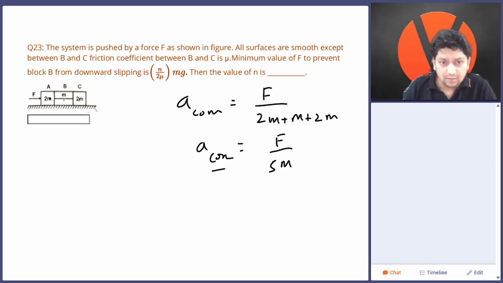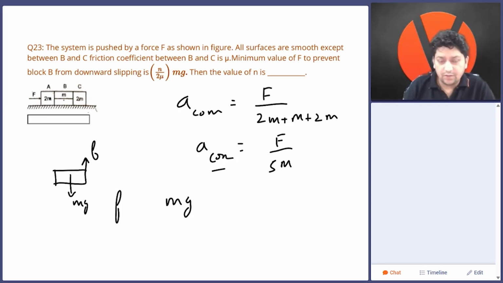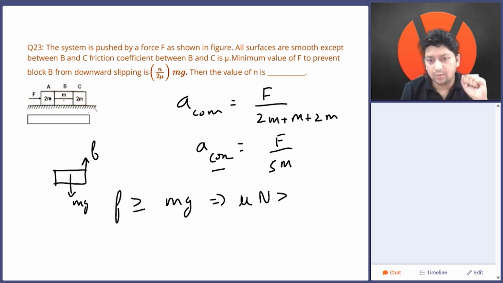See, for the case of block B, weight will be acting in the vertically downward direction and friction will be acting in the upward direction, because it has a tendency to move down because of its weight. And if the value of friction is greater than or equal to mg, the object will not fall. This implies that mu into normal reaction has to be greater than or equal to mg.